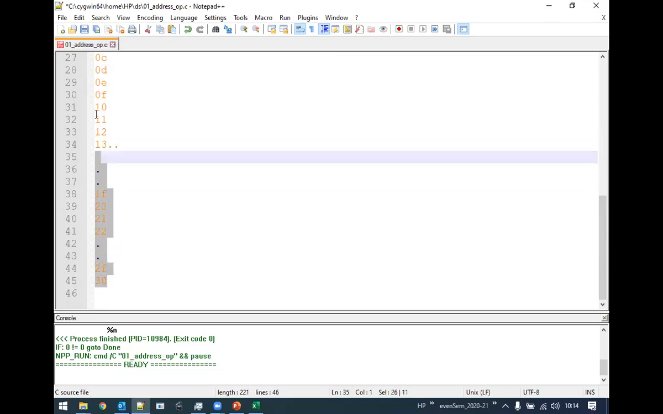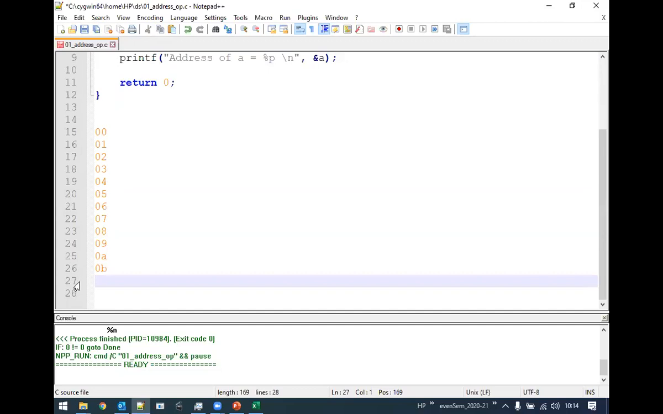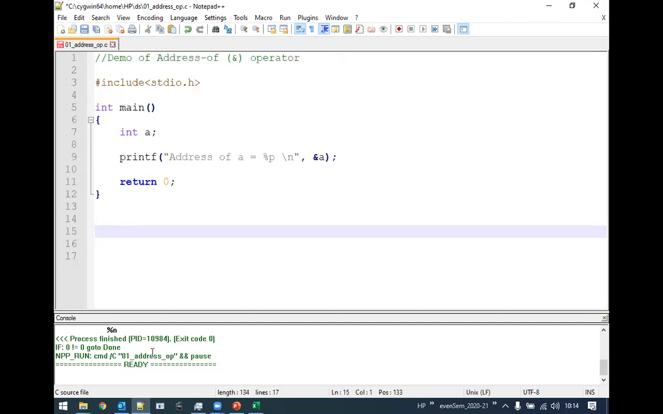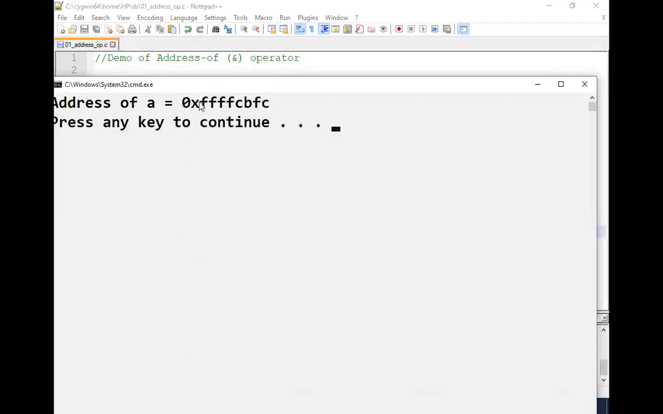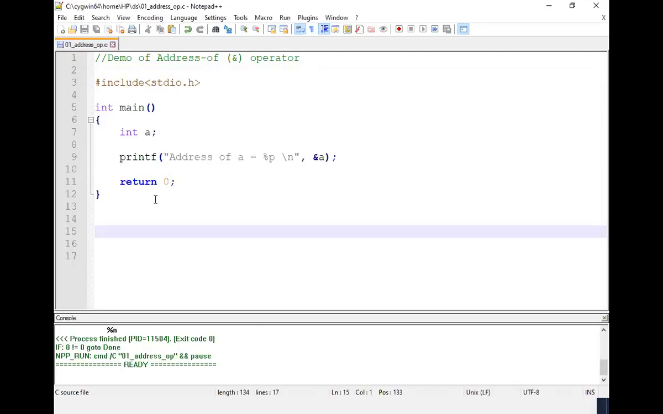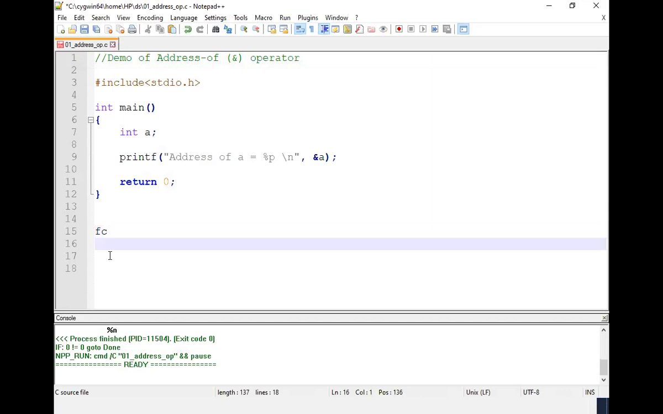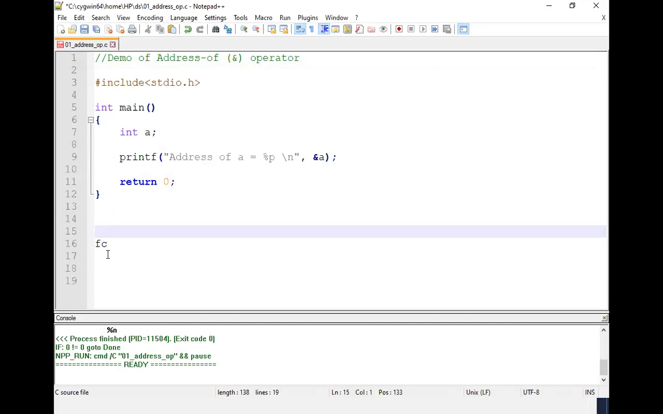Now, suppose all of a sudden I tell you, for example, the output of this program was, see here, something like this, right? Let me consider only the last two digits here. FC I will consider, for instance. Now, suppose there is a number by the name FC, what is the next number in hexadecimal? After FC, what is the next number?